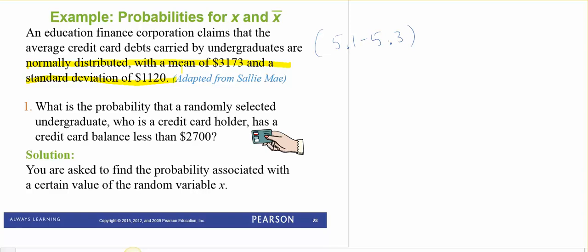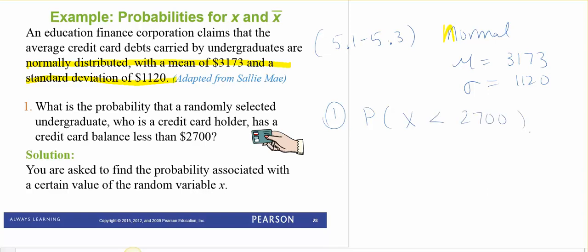Holy cow. Now, I heard the word normal, and I heard the word mean, and standard deviation. So I'm going to write myself a note. In number 1, it asks us what's the probability that a randomly selected graduate that is a card holder would have a balance less than $2,700. So we know from previous sections that that X needs to change to a Z. So we say what's the probability that Z is less than 2,700 minus 3,173 divided by the 1120.